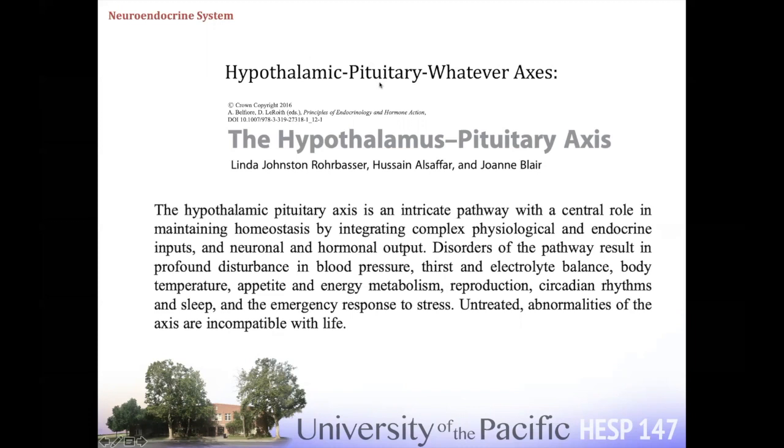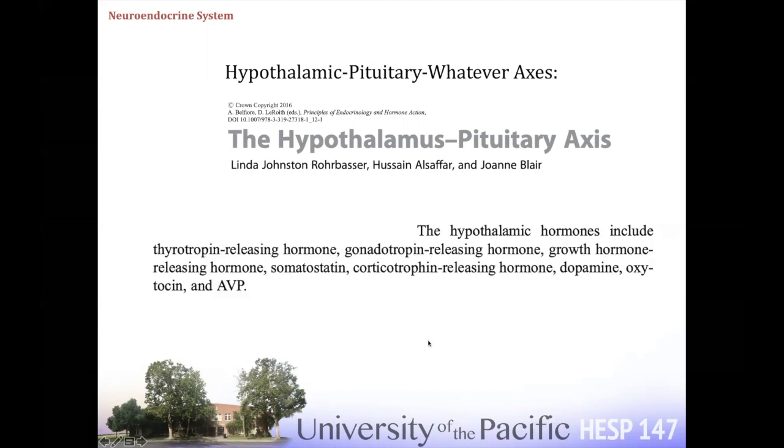So the hypothalamic-pituitary-whatever axis, if we lost this relationship, untreated abnormalities of the axis are incompatible with life. I mean, it's just everything we do. It integrates all of our functions. It regulates everything we are doing, metabolism and temperature. If we're looking at the hypothalamic pituitary thyroid axis, we're looking at regulation of temperature, metabolism, and just a bunch of this stuff it releases.